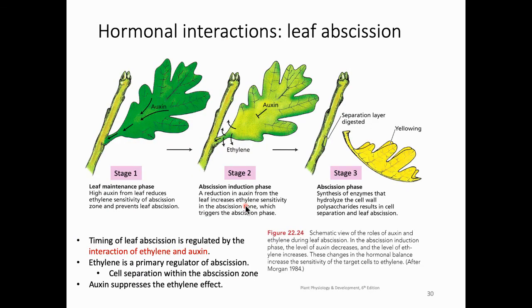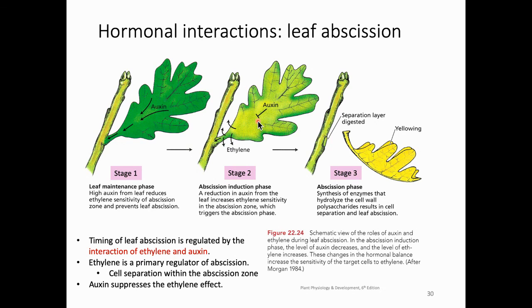There are three stages as well: stage 1, 2, and 3. In stage 1, high auxin from the leaf will reduce ethylene sensitivity of the abscission zone. So auxin will inhibit leaf abscission. The second one, the abscission induction phase: a reduction of auxin, so no more auxin or a lower amount of auxin from the leaf, will increase the ethylene sensitivity in the abscission zone, which triggers the abscission phase.